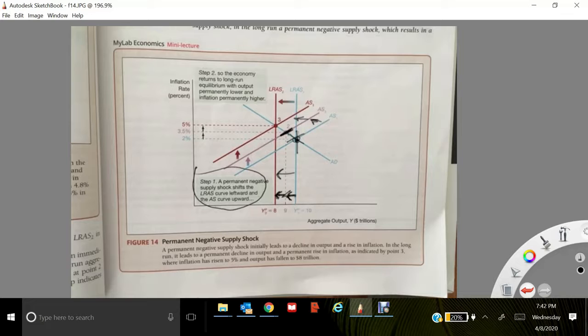And when that shifts to the left, at each point we can draw our short run aggregate supply curve and get these intermediate equilibria with the aggregate demand curve. And we see that, again, we have this double whammy of reducing output and increasing inflation.